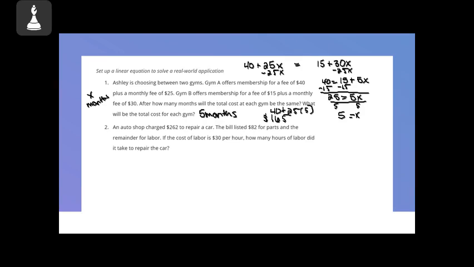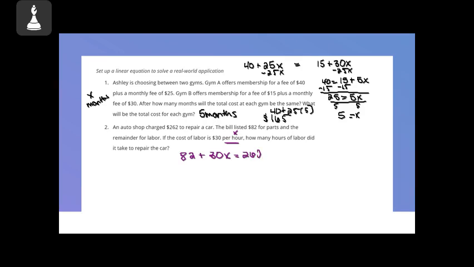Number 2, an auto shop charged $262 to repair a car. The bill listed $82 for parts and the remainder for labor. If the labor is $30 per hour, how many hours of labor did it take to repair the car? Well, anytime you see that per hour or per month, that's where your variable is going to be. So it was $82 for parts plus $30 for every hour, X, and the total was $262.